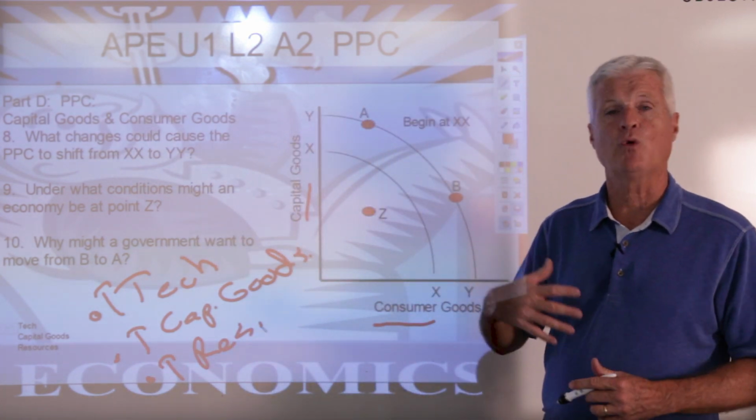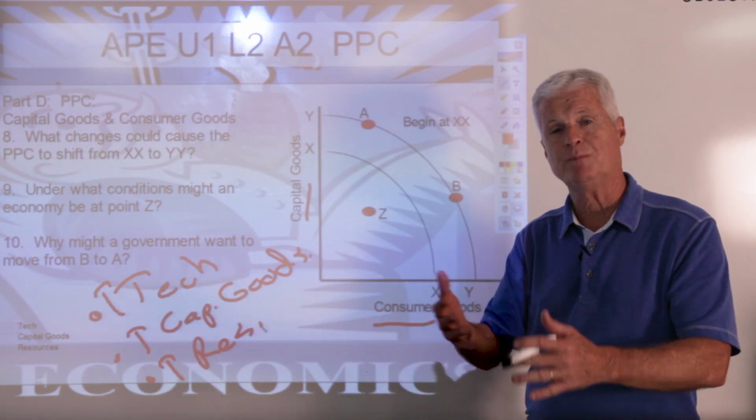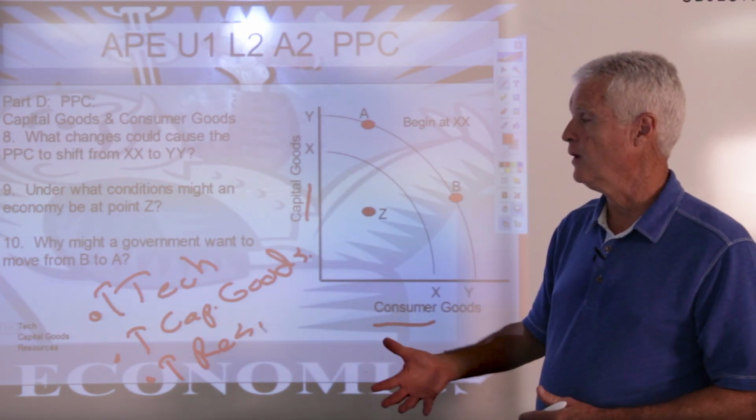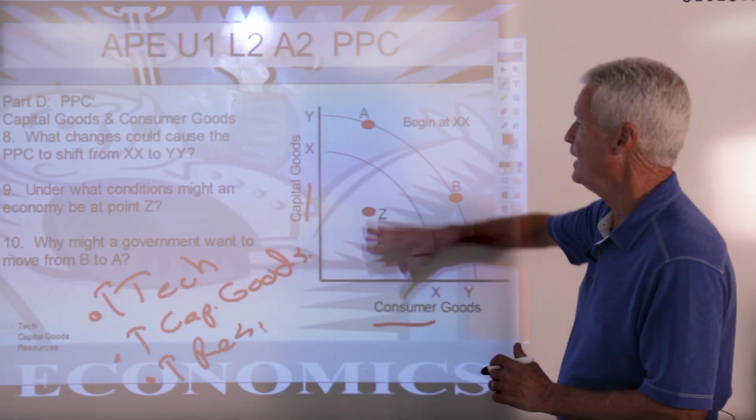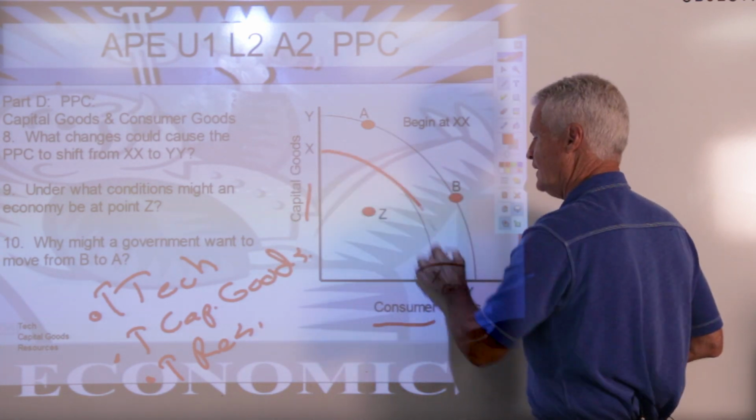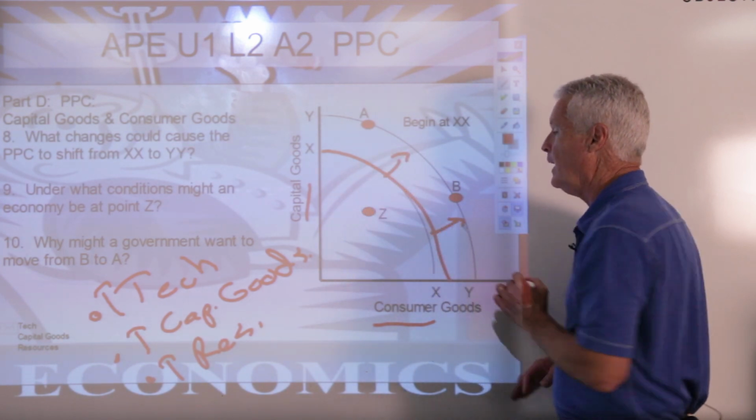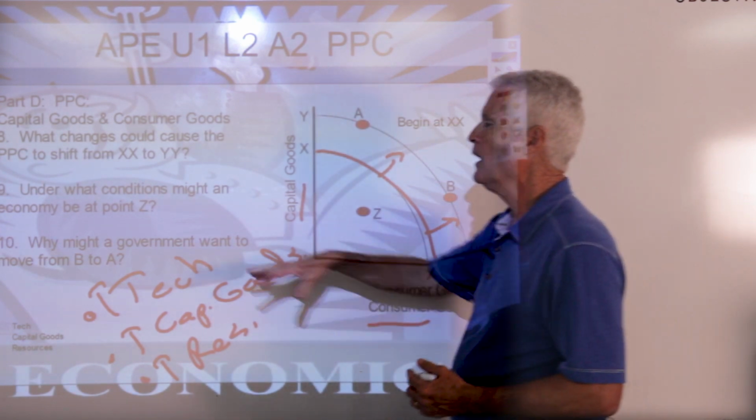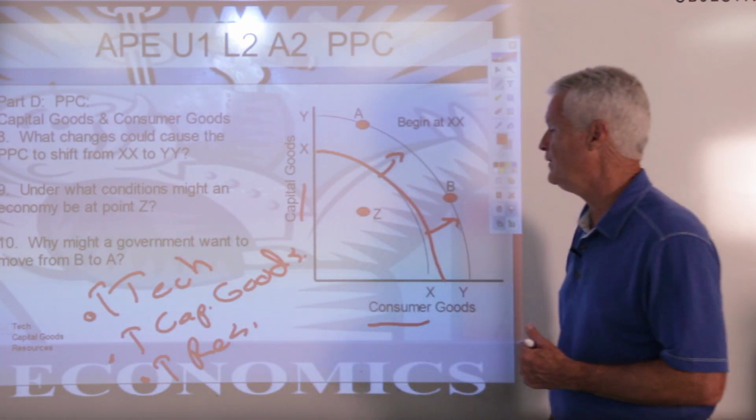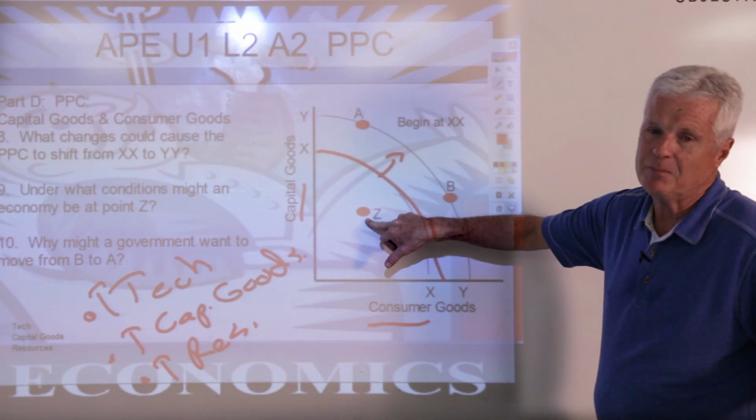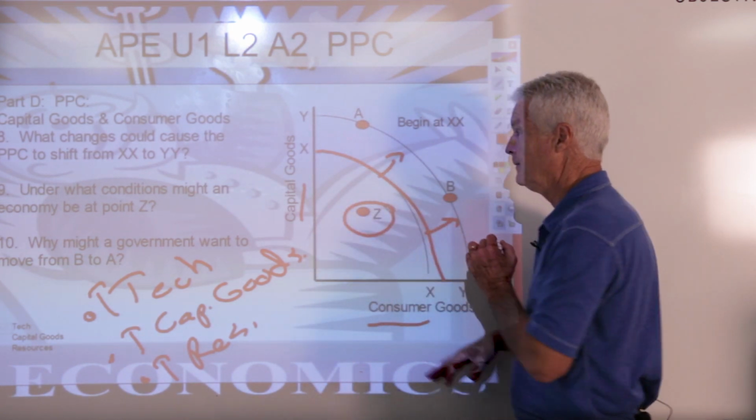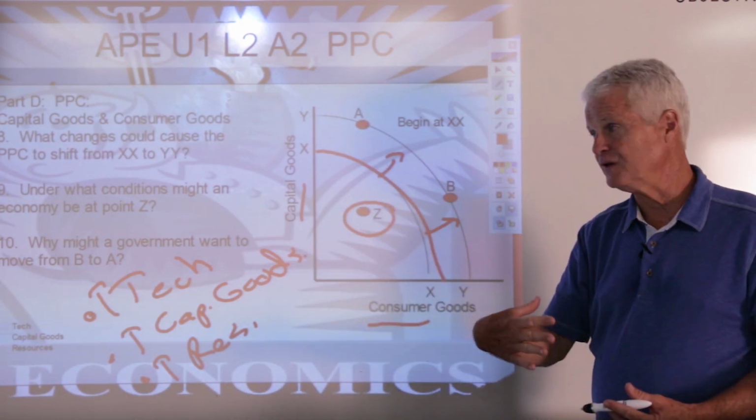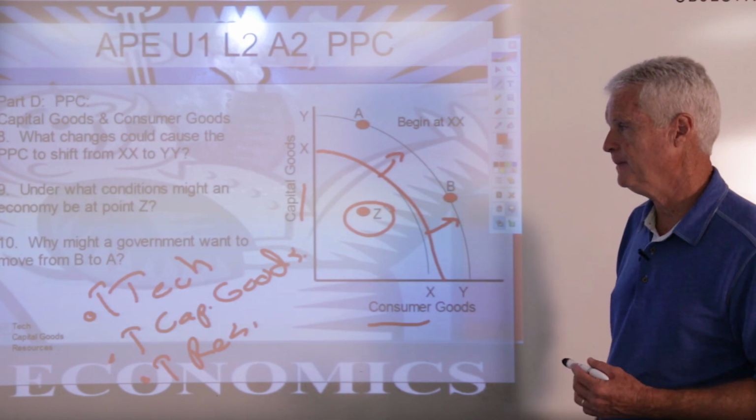Like right now, we're finding more oil reserves all the time. That makes oil cheaper, allows businesses to operate and to be more efficient in doing all of that. So that's growth, right? So we were at XX, we moved up to YY. Well, that's a bigger economy where we can grow more. Under what conditions might an economy be at point Z? That'd be a recession, right? We're inefficient here. Okay, we're inefficient. So if the economy was in a recession, business wasn't good, we would be at point Z.